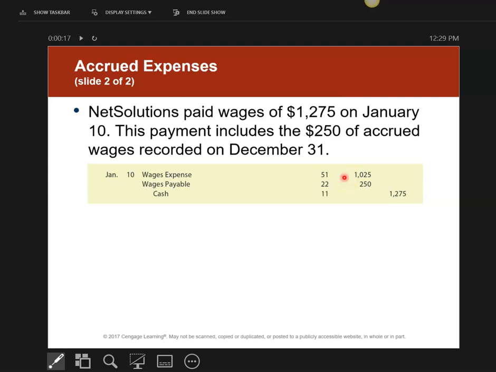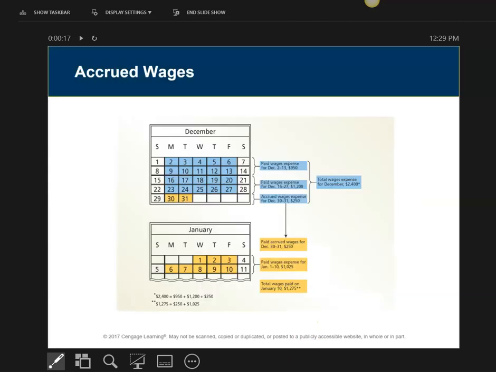Okay, so this is not an adjusting entry. This just shows you what happens on the very next payday. Okay, and that kind of helps it.